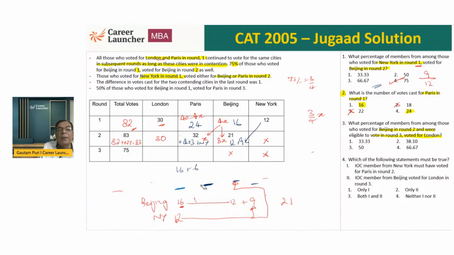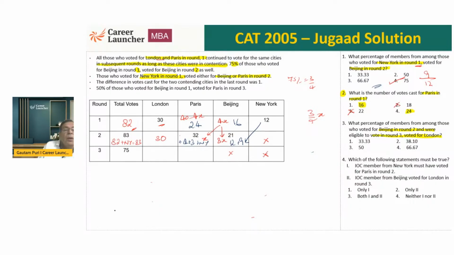Now, any other question pertaining to round 1, round 2? Because so far we have complete clarity of round 1 and round 2. Question C talks about movement from round 2 to round 3, so we'll come to it later. Okay, next statement. Let me just, for sake of clarity, also write down something here. So 9 went to Beijing and 3 went to Paris. Okay, next statement.